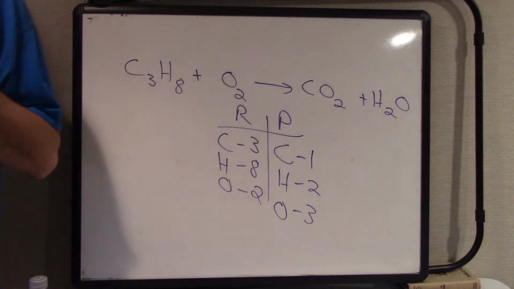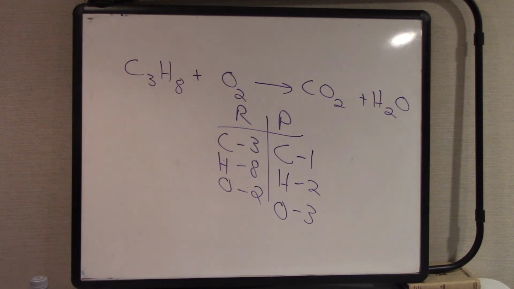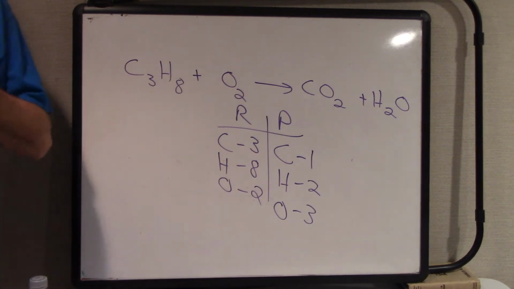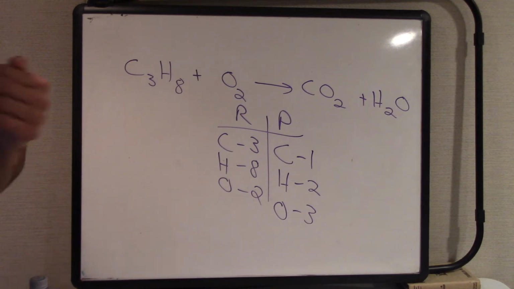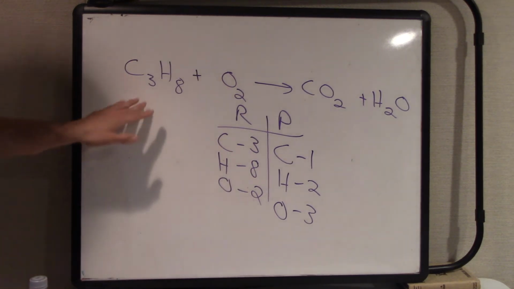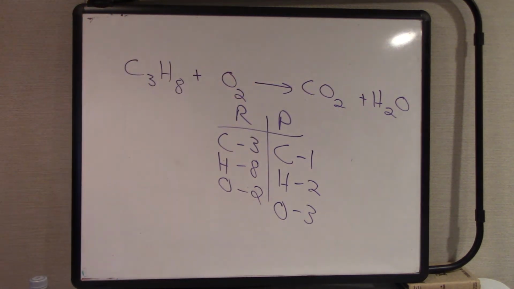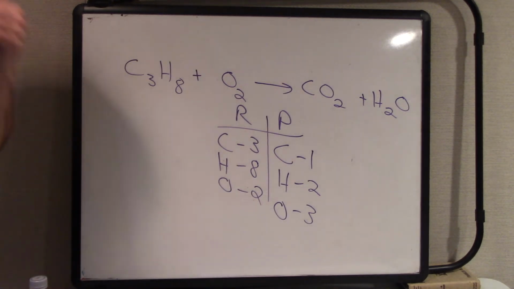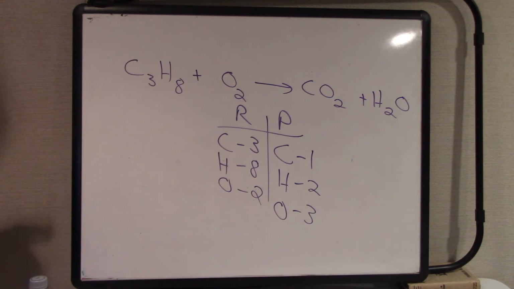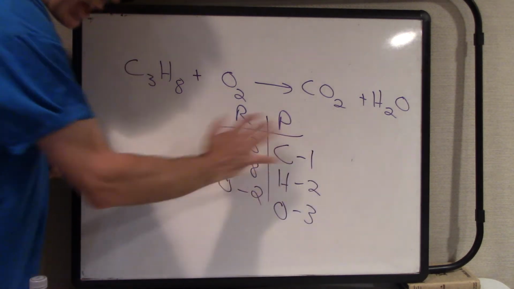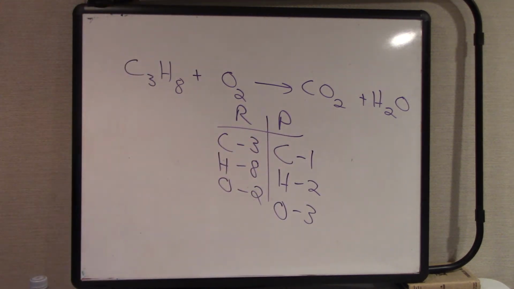But here it really matters what I choose to start with, or what I don't choose to start with. You have to make good choices in order to keep these relatively straightforward to balance. And here's how you make good choices. You look at your reaction and you want to start with elements that appear in the least number of locations. Not how many atoms we have. That's not what we're talking about. Least number of locations. So let's look at this.